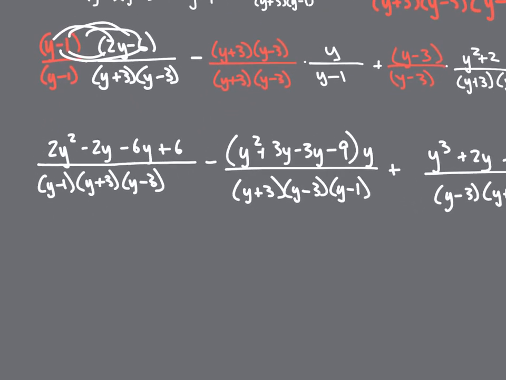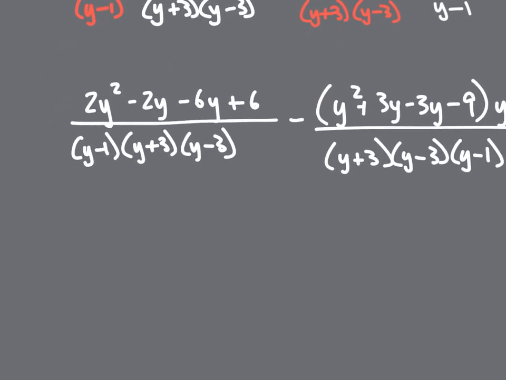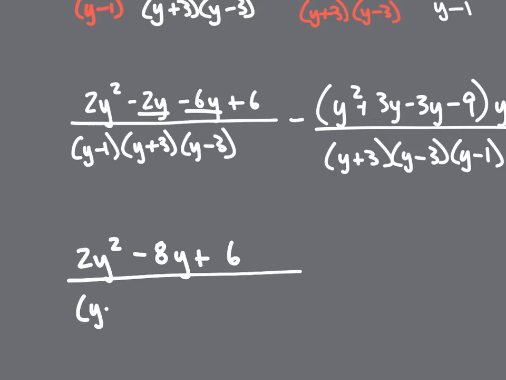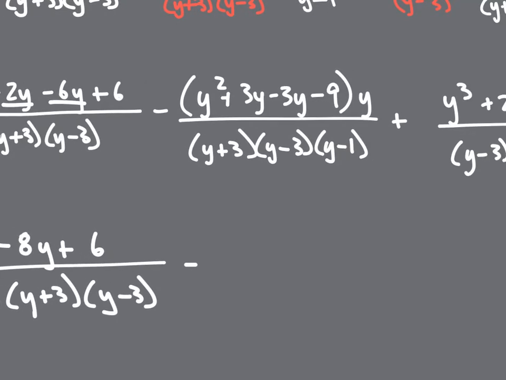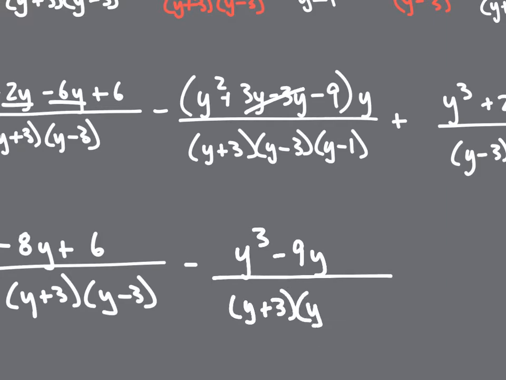The next thing I want to do here, let's just write down what we have, all right? So let's combine our like terms. I've got 2y squared minus 8y plus 6 over my common denominator of (y minus 1), (y plus 3), (y minus 3), minus. Let's distribute our y here. So I'm going to get y cubed. This part in the middle is going to cancel out. So I'm going to get y cubed minus 9y over (y plus 3), (y minus 3), (y minus 1). Okay.